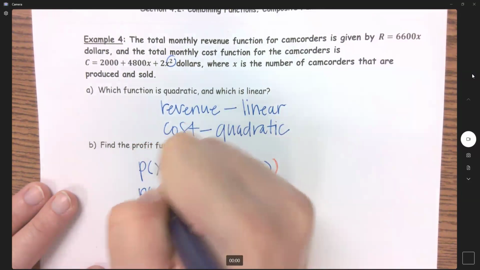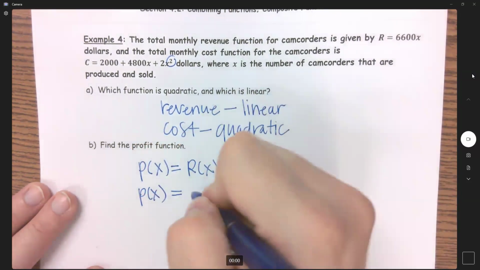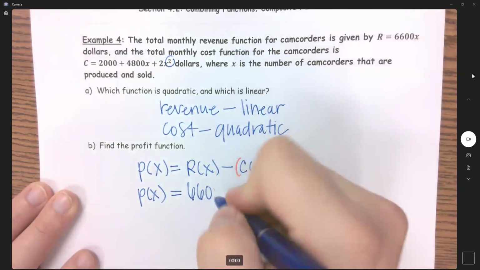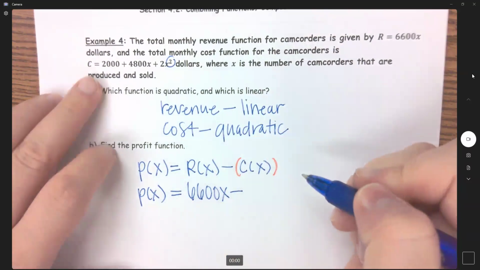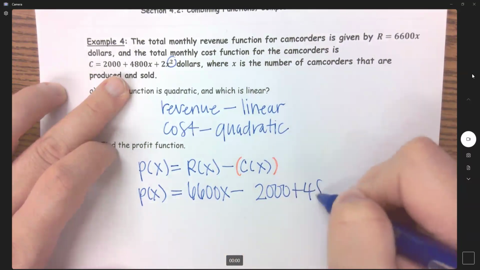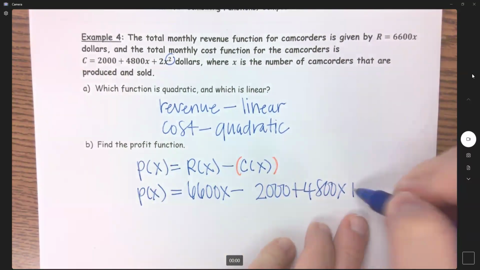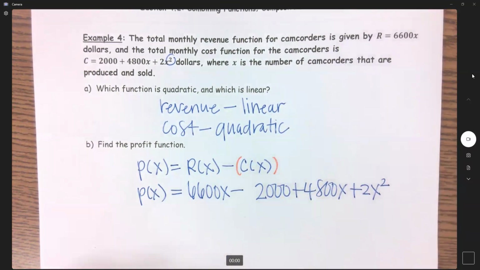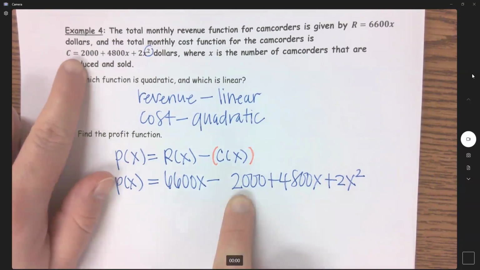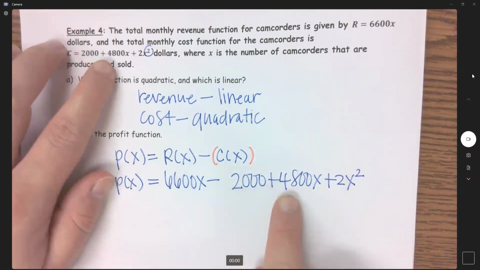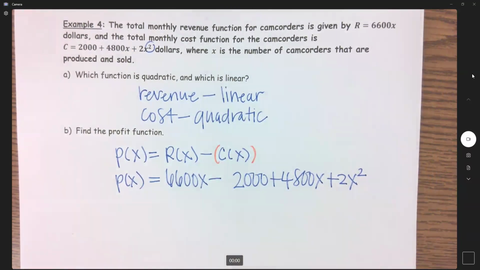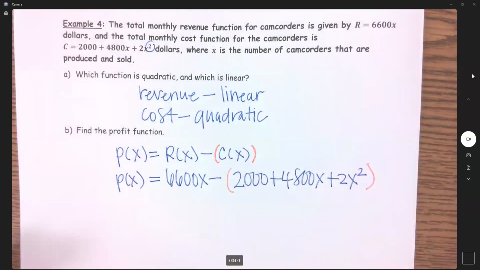So we have profit equals, my revenue is 6,600X minus my cost. Now if I don't put that in parentheses, the only thing I am subtracting in this cost function is this first term, because it is still positive 4,800X and a positive 2X squared. That is why you have to put this in parentheses.